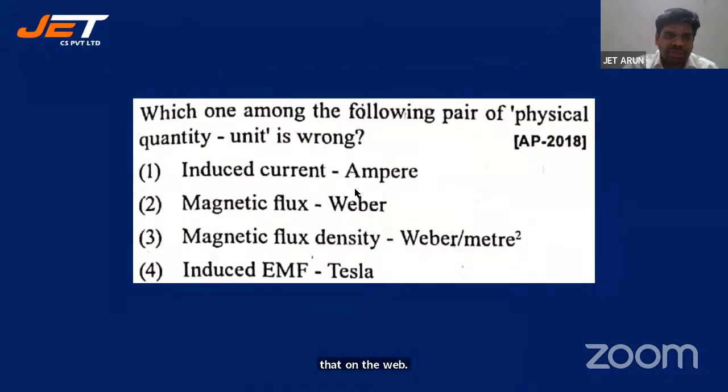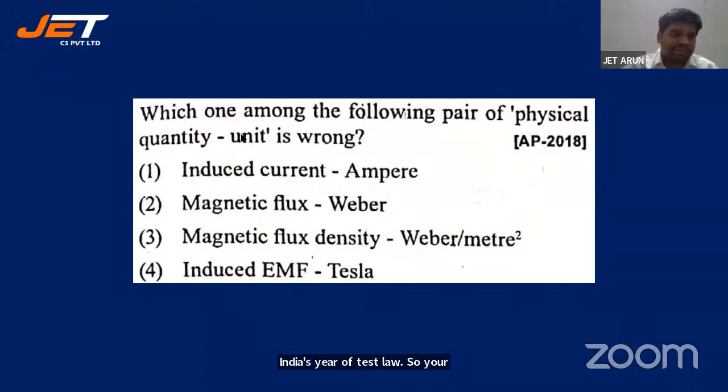All right, let's go to the next one. Which one among the following pair of physical quantity unit is wrong? So look at the pair, students. Induced current is ampere, magnetic flux Weber, magnetic flux density Weber per meter square, induced EMF Tesla. So your units knowledge has to be strong.